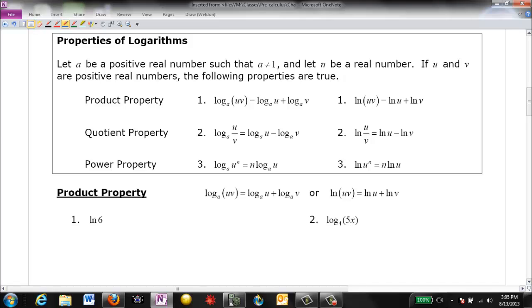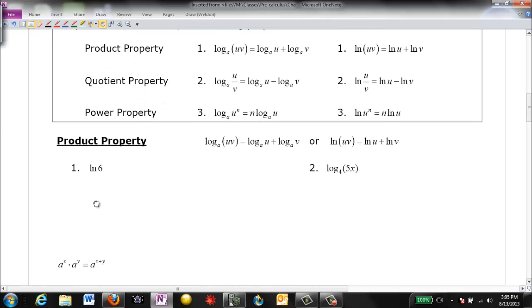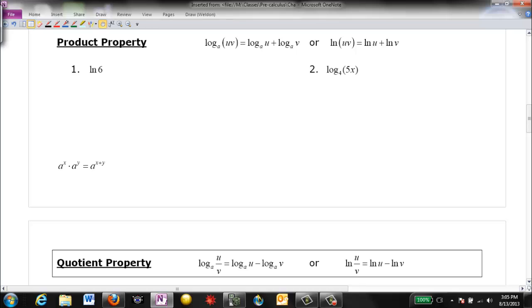I'm going to go through each of these properties, show you a couple of examples of each one, and explain what they do for you. Okay. So let's take a look at the first one here, the product property.